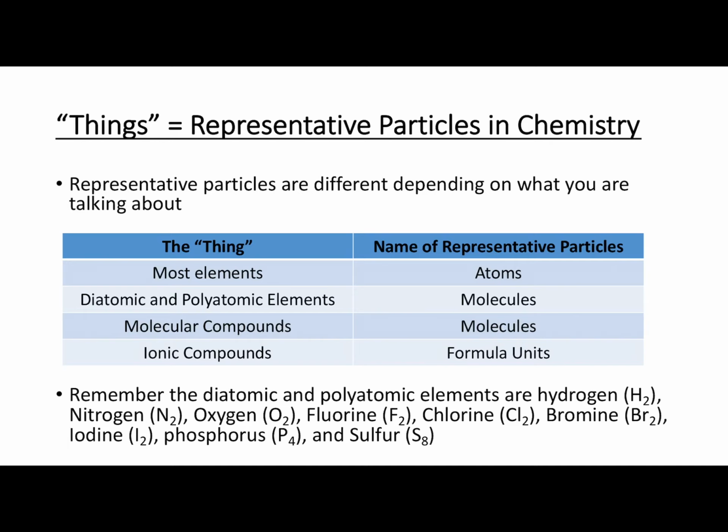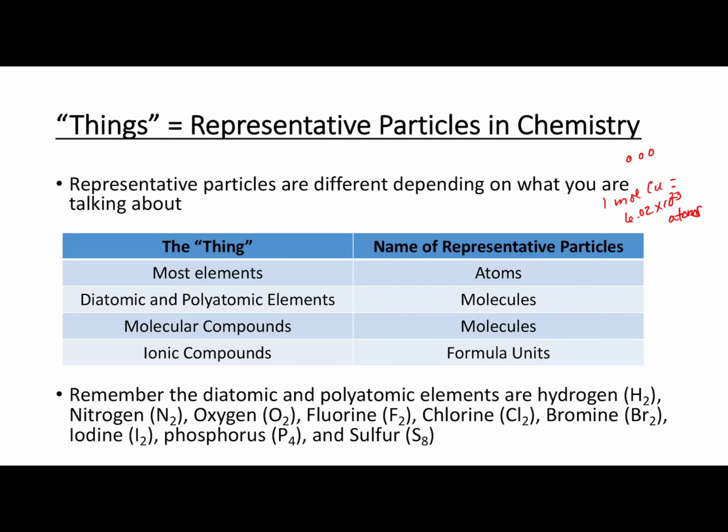Now, the things that we're talking about in chemistry are known as representative particles. And a representative particle depends on what we're talking about. So for most elements, a representative particle is an atom. So 1 mole of copper is 6.02 times 10 to the 23rd atoms.